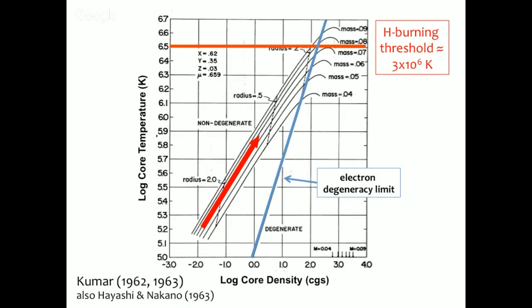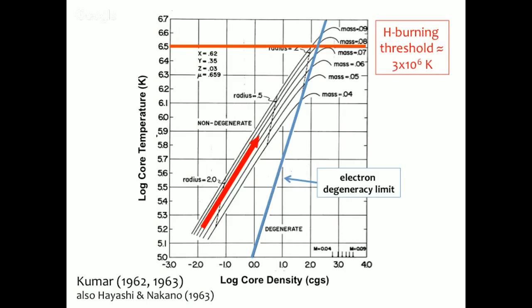This is a plot from Kumar's early investigations in the 1960s. It was also worked on independently by Hayashi and Nakano in Japan. Essentially, they asked, what's the smallest thing I can make that could actually start fusion reactions? This plot shows evolutionary tracks, core density versus temperature, and the sense of these tracks is in this direction as the initial spherical balls of gas collapse, getting denser and converting gravitational potential energy into heat. For most stars, that continues until the core temperature is high enough to ignite fusion reactions.